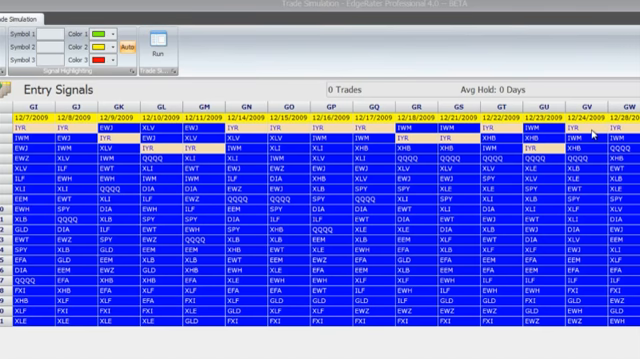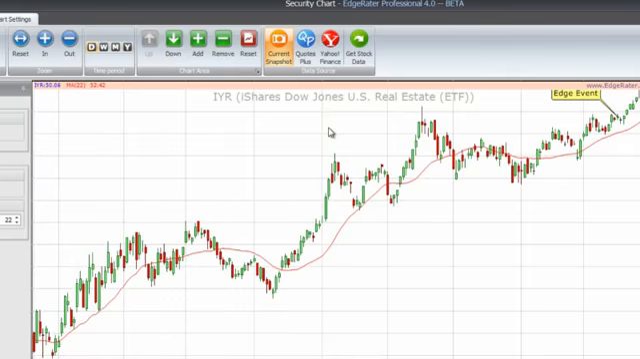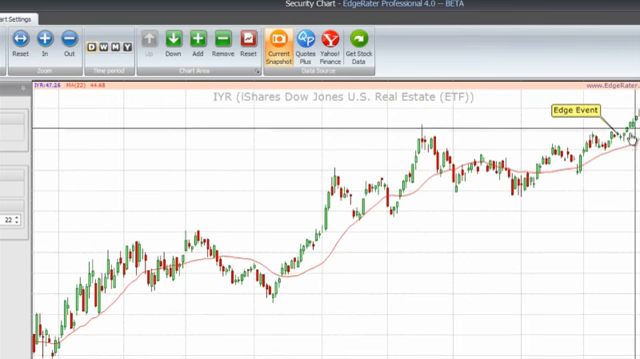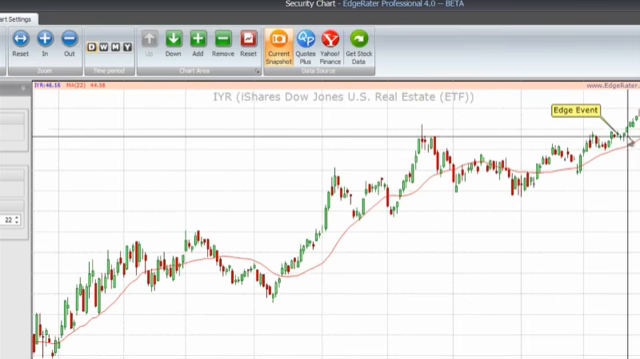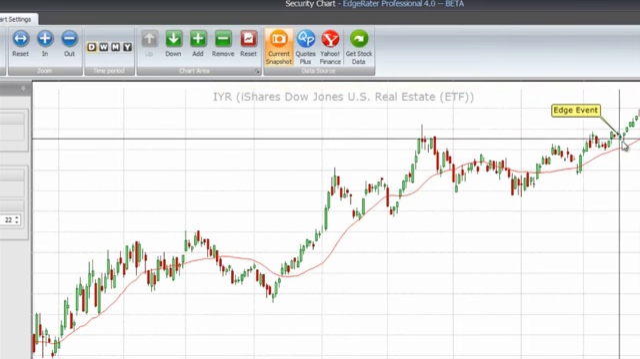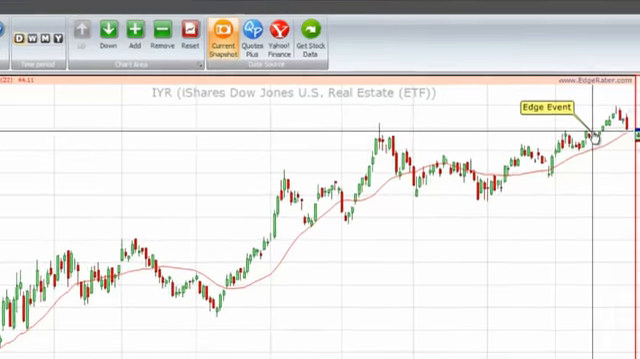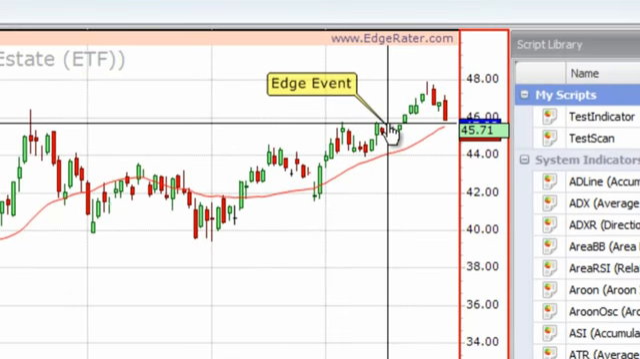So if you're a relative strength trader, you would want to be in that particular ETF or another one that's hovering near the top. Absolutely. And if I just double click on this one here, we can actually go through to the chart, and we can see exactly what's happening to IYR at that time. And where it says Edge event, that's actually picking out the day that I clicked on in the grid and just showing me what that day was.